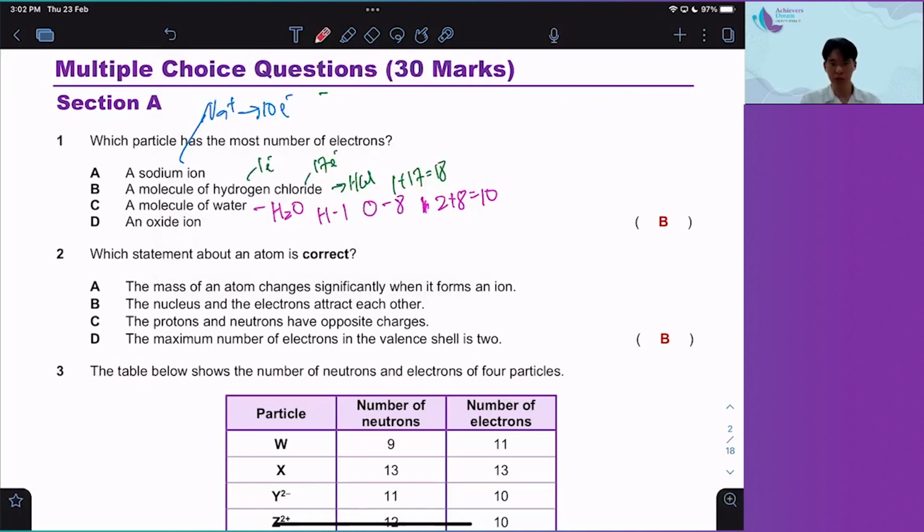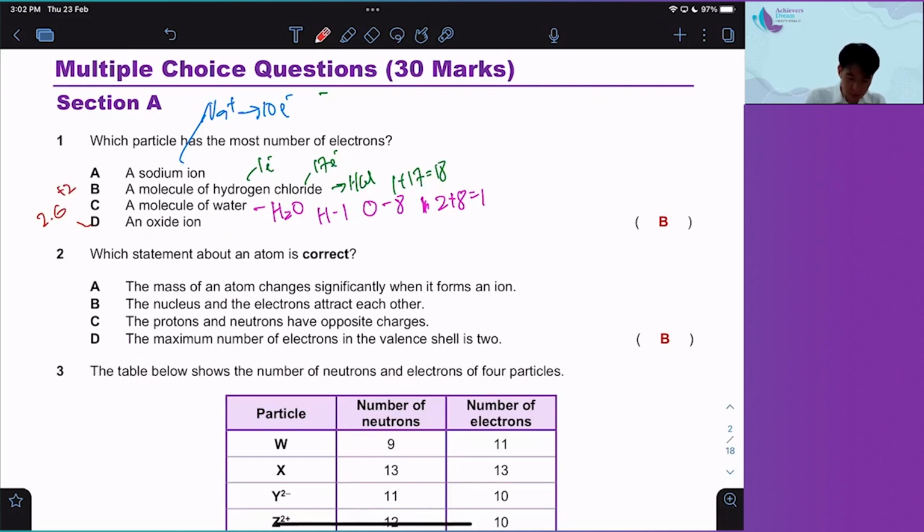Okay, D, oxygen and oxide ion. So oxygen atom has 8 electrons. Okay, so O has 8 electrons. And oxygen has 6 valence electrons. So electronic configuration will be 2.6. So it will need 2 more electrons.